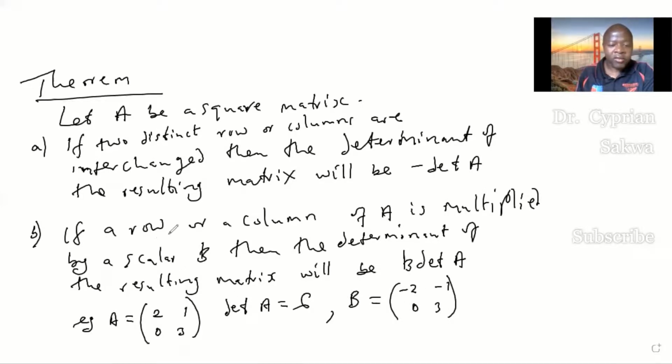That's why I said if a row or a column of A is multiplied by a scalar, so my scalar here is -1. So what will be the determinant of B? The determinant of B will be -6. So what you've noticed is that the determinant of B is -1 times the determinant of A, because we multiplied a row of matrix A by -1 to get matrix B. So that is what that theorem says.